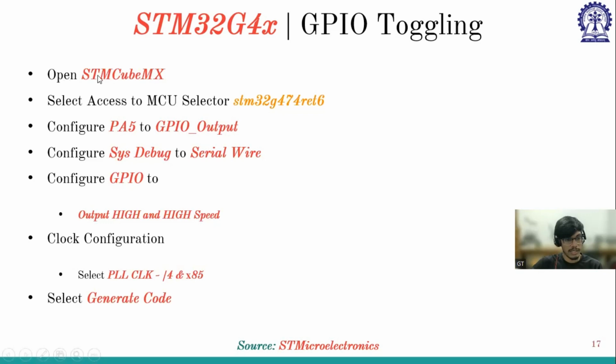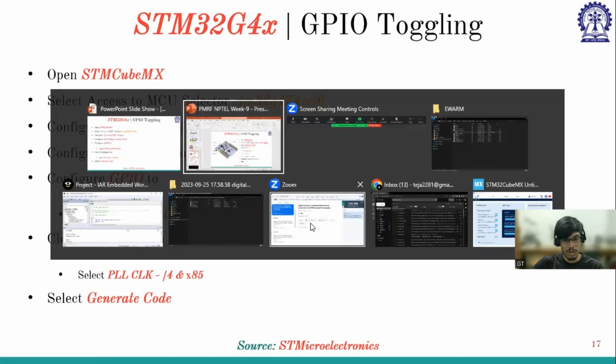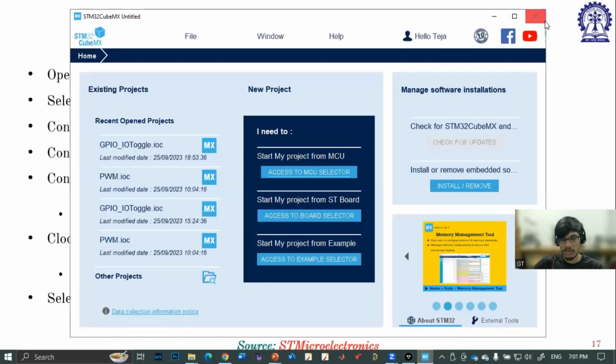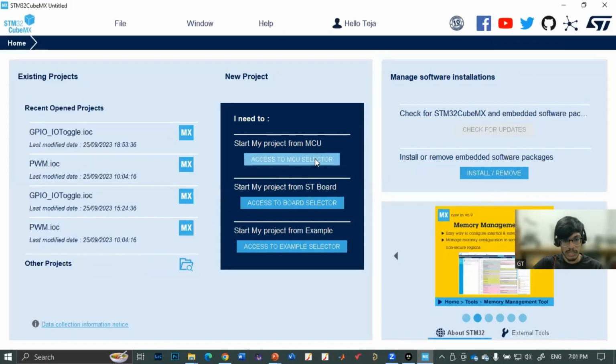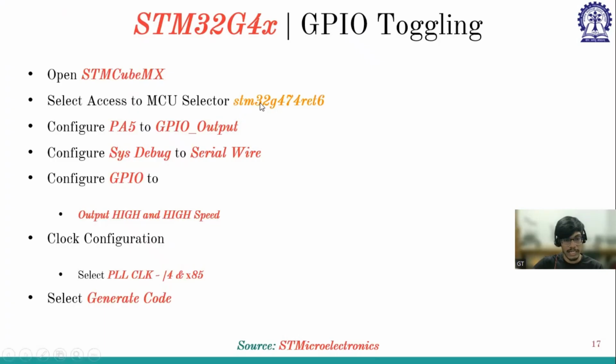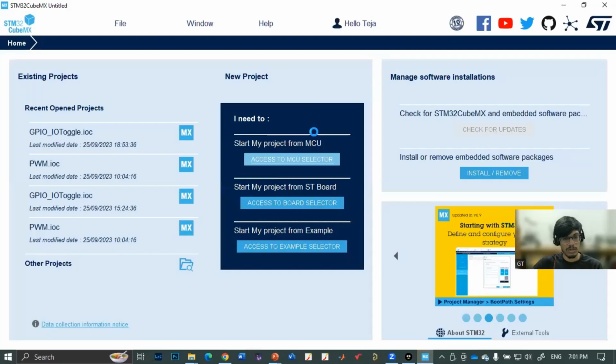So first it says open STM32CubeX, and then you have to select access to MCU selector. So where is my software? So this is my software. And this is the first option, you can see, right? Access to MCU selector. I'll select access to MCU selector. And then I have to select STM32 G474 RET6. So let it open.